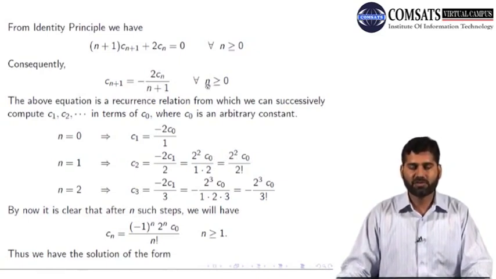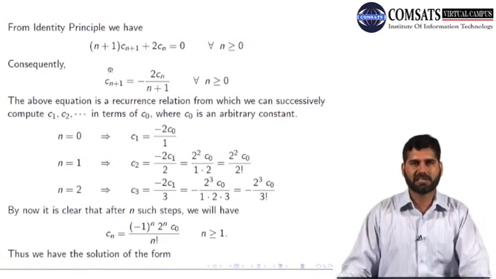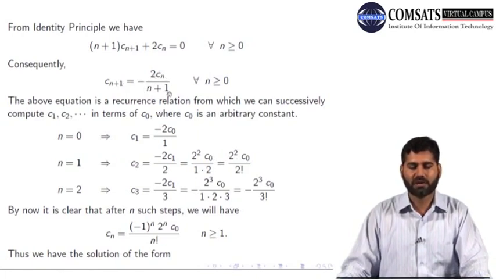If you give me n equal to 0, I get C1 in terms of C0, then C2, C3, C4. So I can recursively get all the coefficients back. But C0 will remain arbitrary because I cannot find C0 from here. So n equal to 0 implies C1 equals minus 2 C0 over 1.